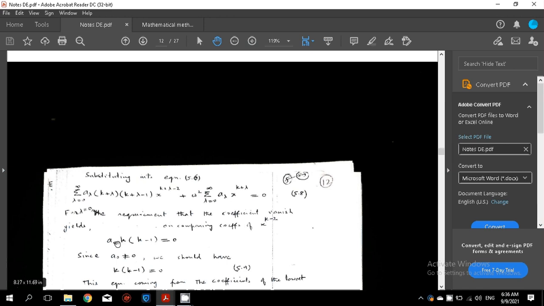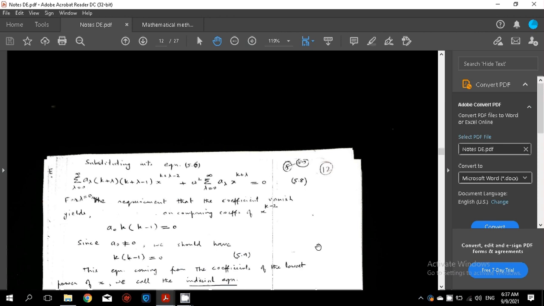So this is then the total coefficient of the minimum power of x on the left hand side of this equation, and the right hand side is 0, so we must put this equal to 0, right? Now because a naught is not 0, it means that k into k minus 1 must be 0. This equation, which is obtained by comparing the minimum power of x on both sides of our differential equation, is known as the indicial equation.